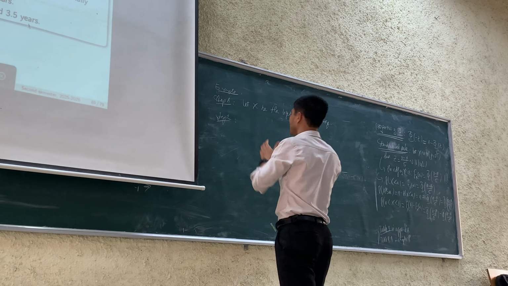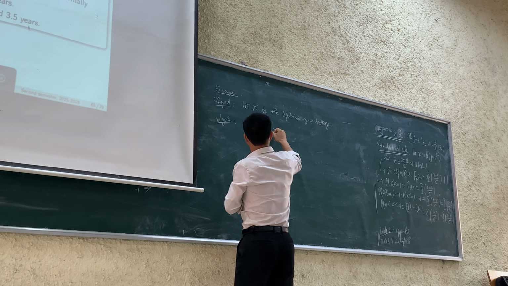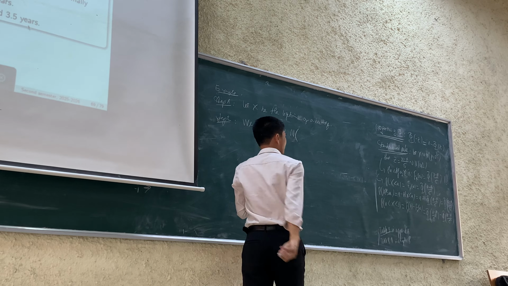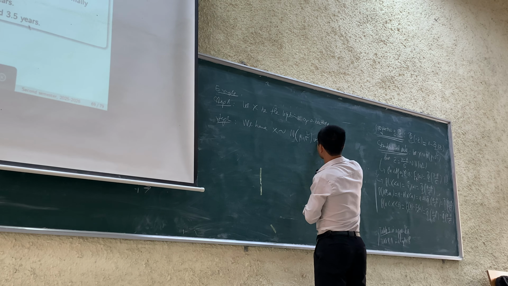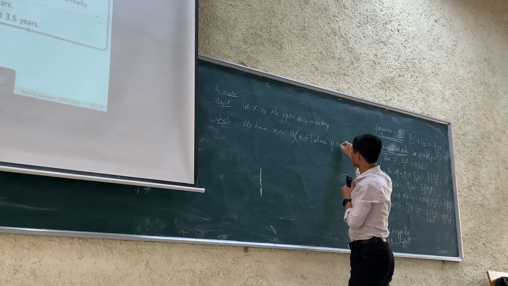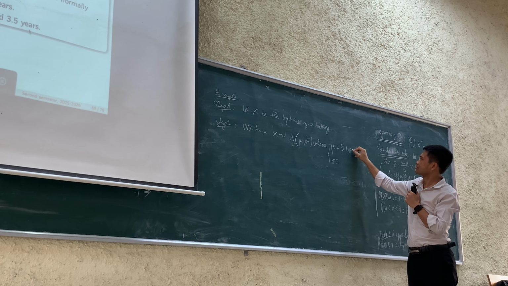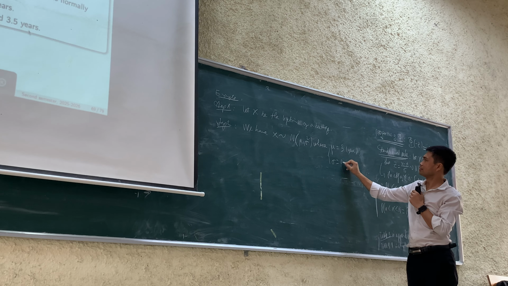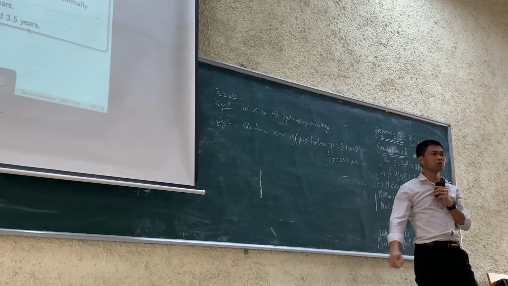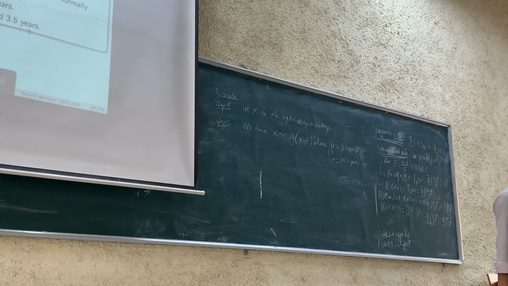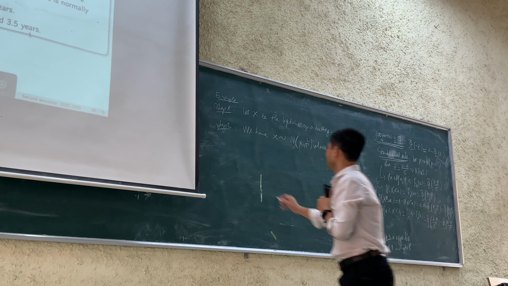the keyword is normally. We know that they follow a normal distribution with parameters mu and sigma squared, where what is mu? 3. And what is sigma? Sigma is 0.5, mu is 3. And then the third step.